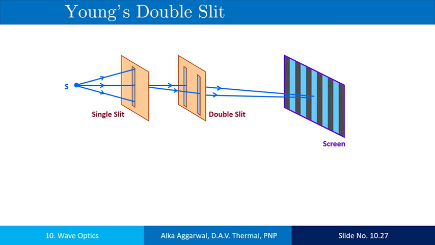is intercepted by the second plane which has two rectangular slits. These two slits are acting as the coherent sources. These two slits are at an equal distance from this source of light. And these two slits act as the coherent sources and produce the interference pattern on the screen.